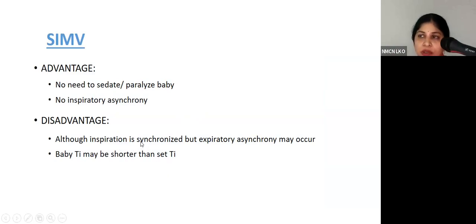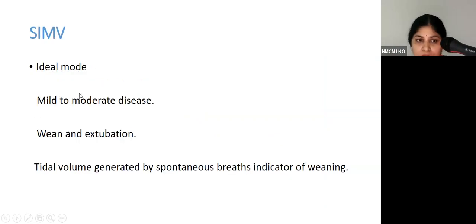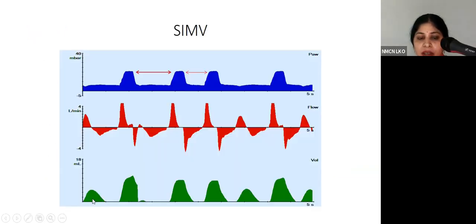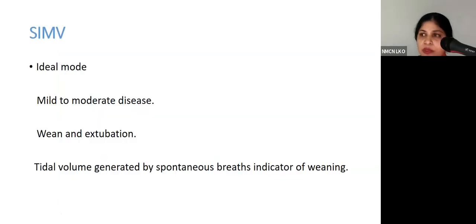We will discuss more in the other modes. So SIMV is a good mode for mild to moderate disease. It also helps in weaning and extubation. And tidal volume generated by spontaneous breaths is the indicator of weaning. As we saw here, the tidal volume is lower where it is a spontaneous breath and higher here. So once you see over the days that the volumes of these spontaneous breaths are increasing, you know that the patient is improving and generating good tidal volume by themselves. So this is how SIMV works.